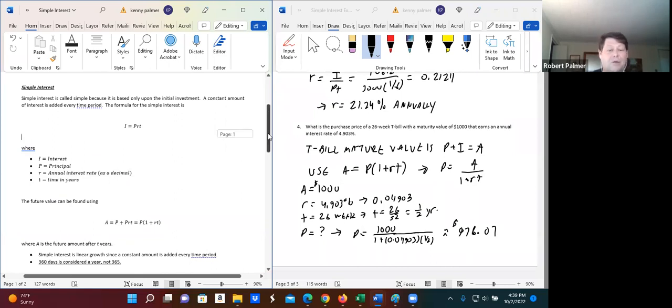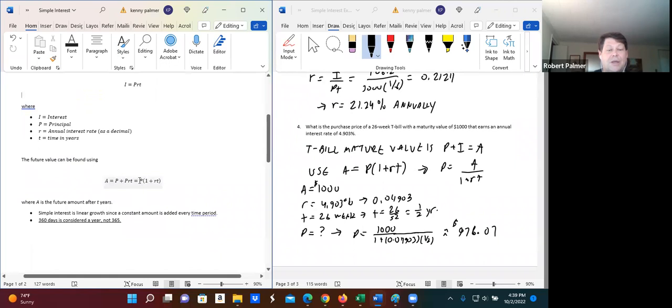You can also find the future value by simply adding the principal plus the interest together in this formula. And once again, many banks often use 360 days instead of 365 days for a year. So you have to do that when your time is given in days. You have to then convert it to years.